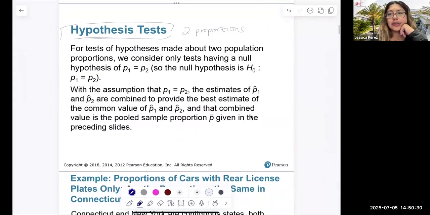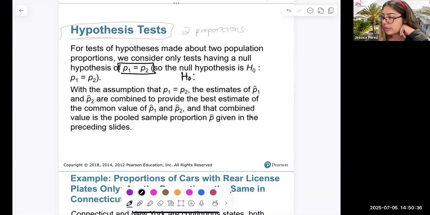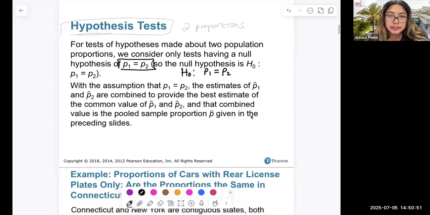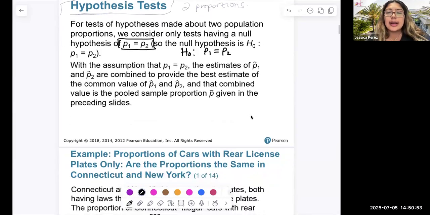So what we're going to do is let the null hypothesis, H0, remember that's always equality, p1 is equal to p2. And we're going to have the point estimates p1 and p2 combined to provide the best point estimate for p1 and p2. So we are also going to look at the pooled sample proportion, p bar.